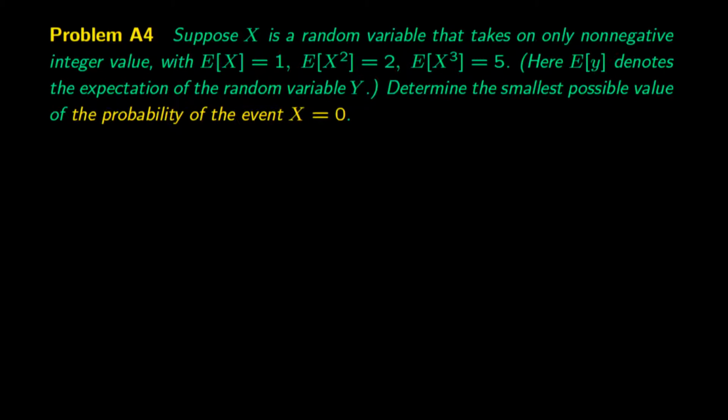In this video, we introduce Sungkhan Chang's solution of problem A4 of the 2014 Putnam competition. Suppose x is a random variable that takes on only non-negative integer values. The expected values of x, x squared, and x cubed are 1, 2, and 5. Determine the smallest possible value of the probability of the event x being 0.